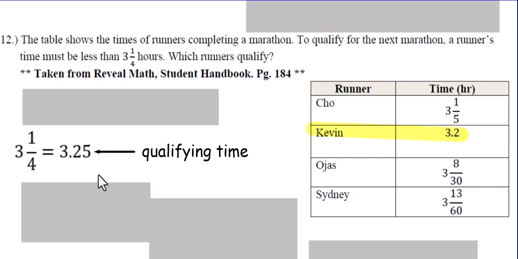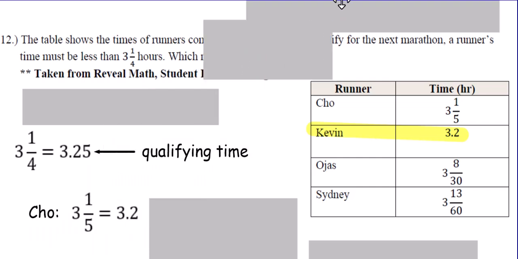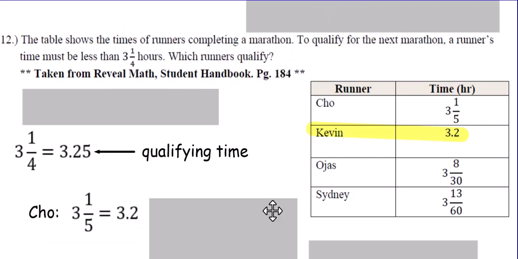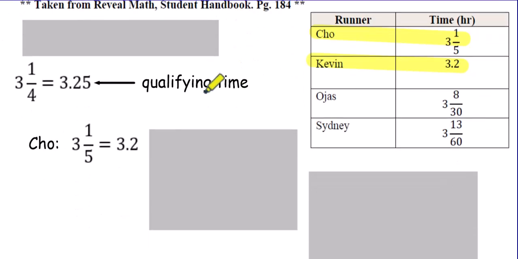Now, something I should be aware of is that 3 1/5 is equal to 3.2. That's Cho's time. Let me move this box out of the way. Lovely computer. 3 1/5 is equal to 3.2, which is actually the same as Kevin's time. So Cho is also going to qualify since that time is less than the 3 1/4 that they need. Let's go to OHAS, 3 and 8/30.